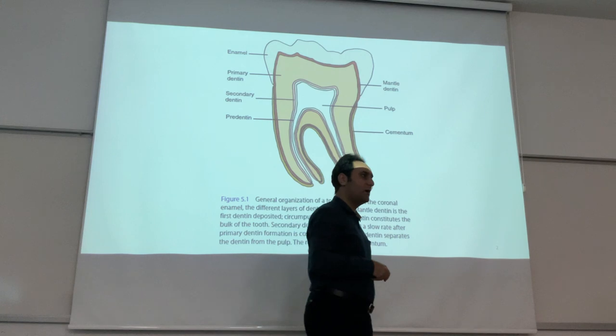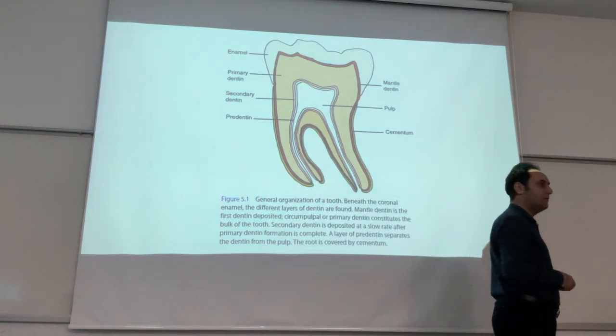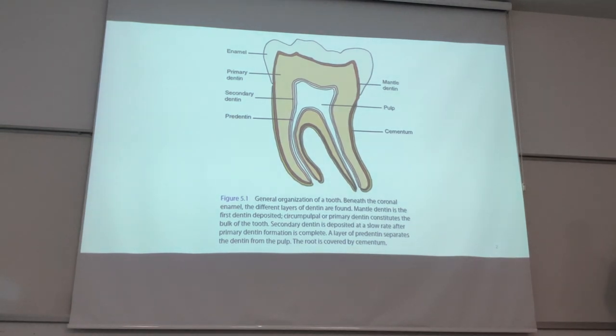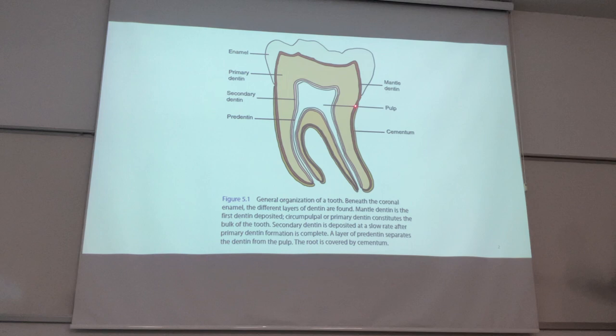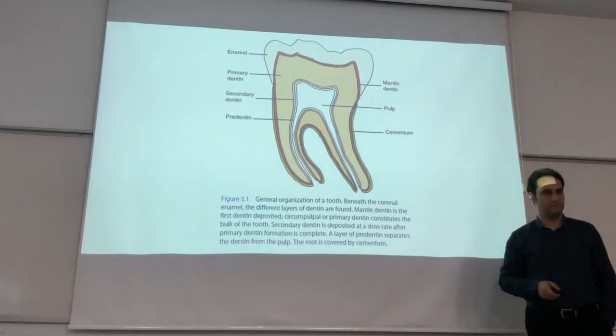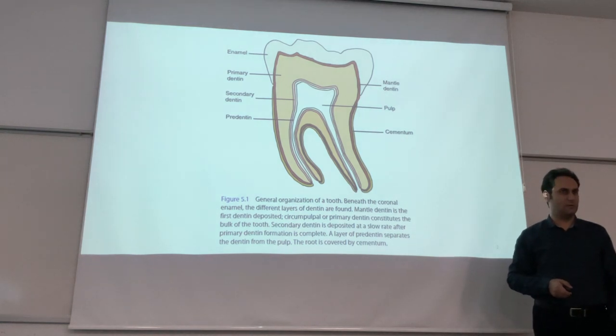And this neonatal line indicates the area of the dentin which was produced before and after birth. The primary dentin present in the outer surface was produced before birth, and secondary dentin was produced after birth. Okay? Can you understand this part?